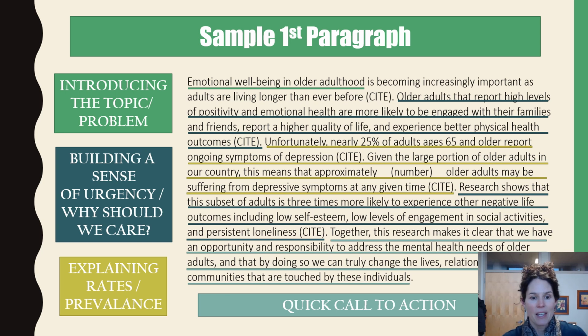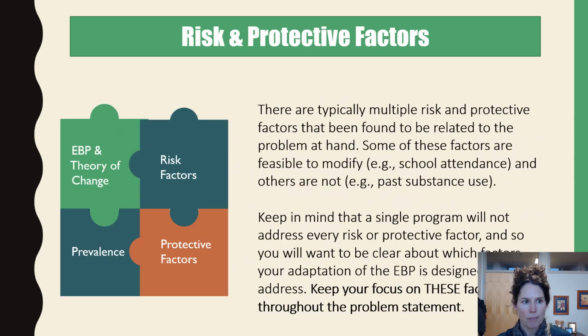Okay, so your sample first paragraph of the problem statement could be first an introduction of the topic or problem. So here it's older adulthood, emotional well-being, why it's important. Then we get more into some specifics: rates of depression, why that's problematic, what it leads to. Again, lots of nice research here. And then a call to action, like we need to address this in order to not continue to have these issues or these problems.